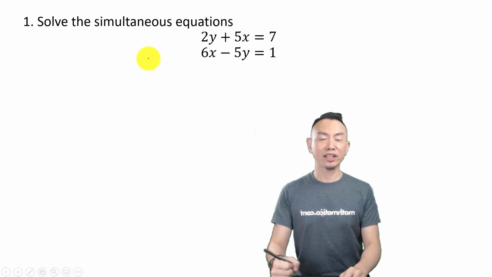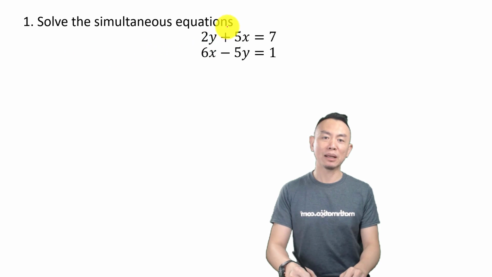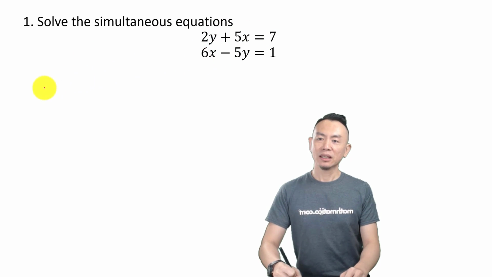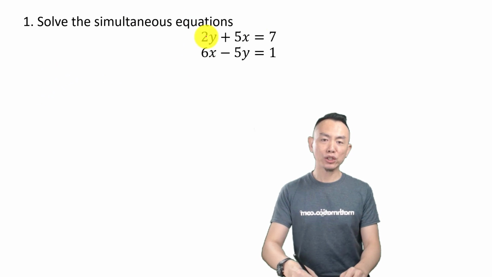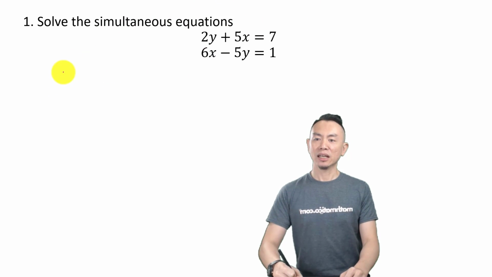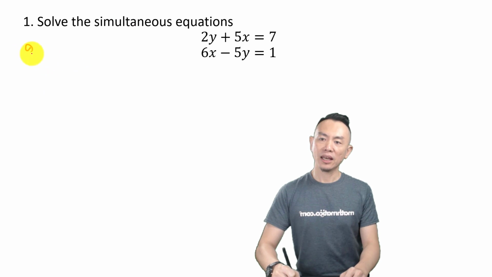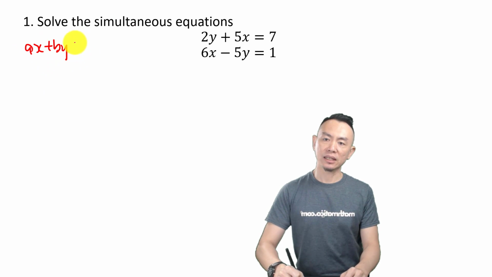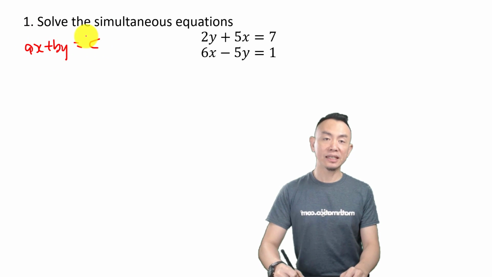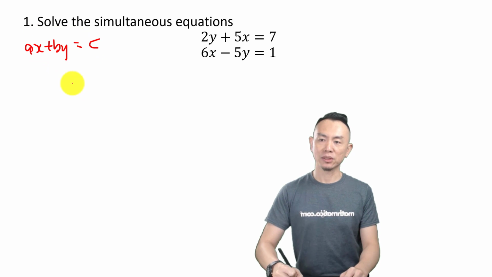In this question, it says solve the simultaneous equations 2y plus 5x equals to 7, 6x minus 5y is equals to 1. Now the first thing you have to do is to arrange the equation in the order ax plus by is equals to c, where a, b, c are constants and x and y are the variables.